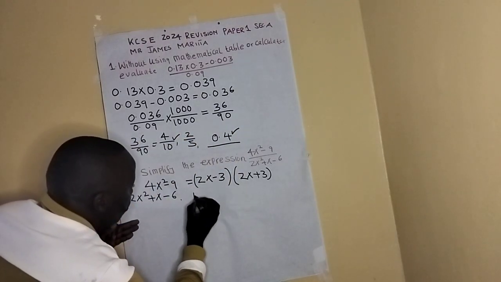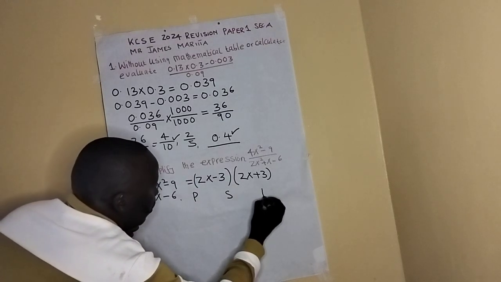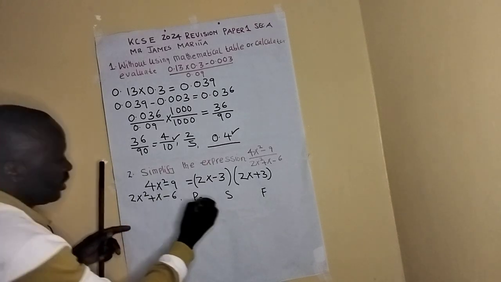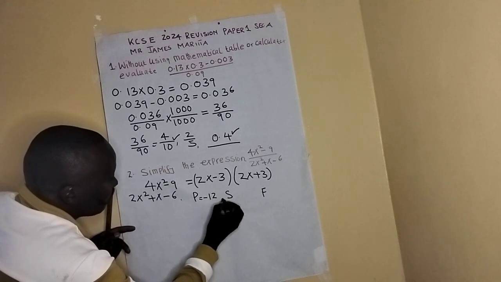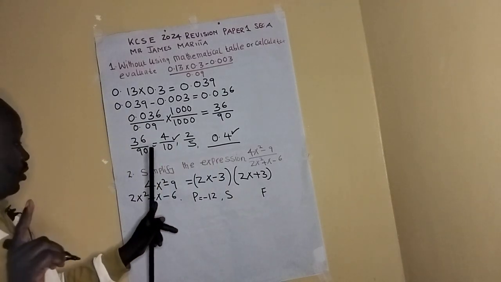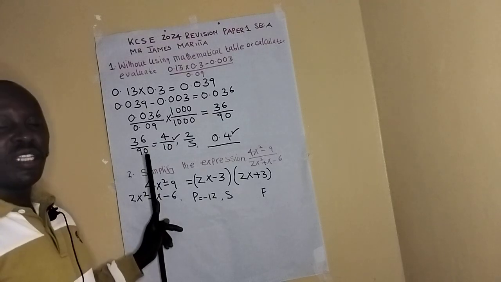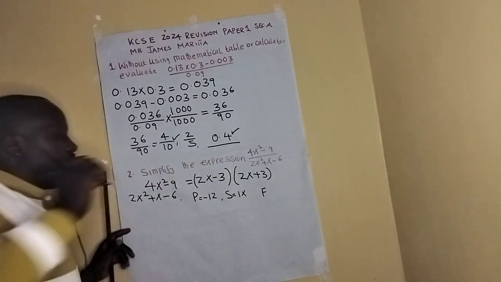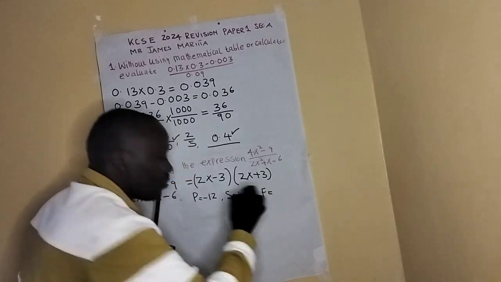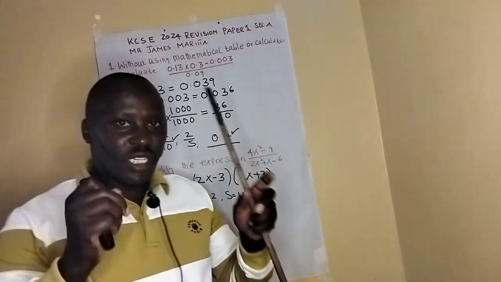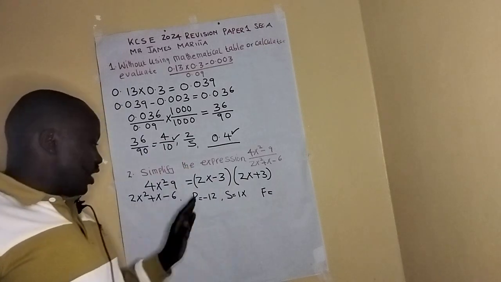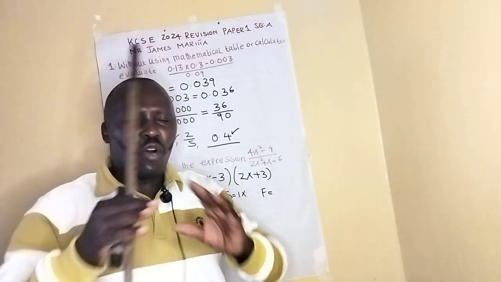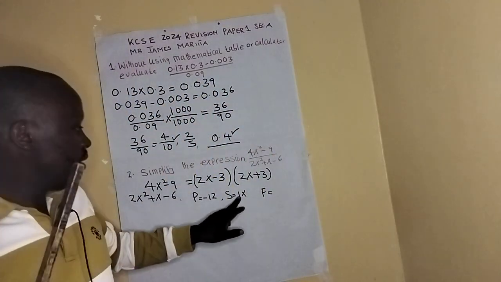So we can use a product and sum, and then we have the factors. The product here is 2 times negative 6, the product is negative 12. The sum is the second term, which is x here, and we assume that the coefficient of x here is 1. So the sum is 1x. Now we find the factors, meaning that we find the two numbers which when multiplied give negative 12, and when added give 1x.